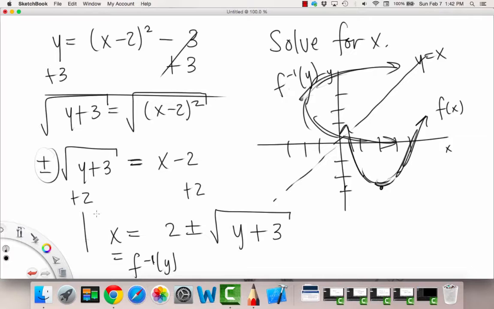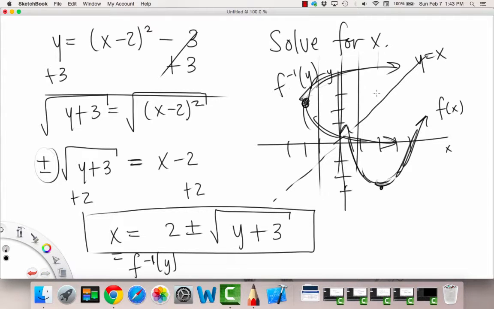So we found our inverse, but the thing is, we can't have this plus or minus sign, because that gives us both pieces of the curve here. Okay, and we can't have that because it doesn't pass the vertical line test, which means it's not a function. So what we're really going to have to do is cut it in half. See how if I were to draw a line here and just ignore this part of the graph down here, we would have a function. It looks like a square root, right?